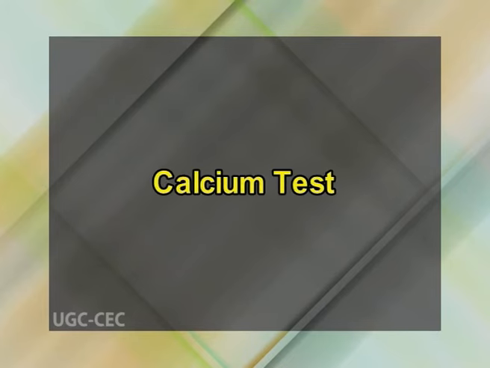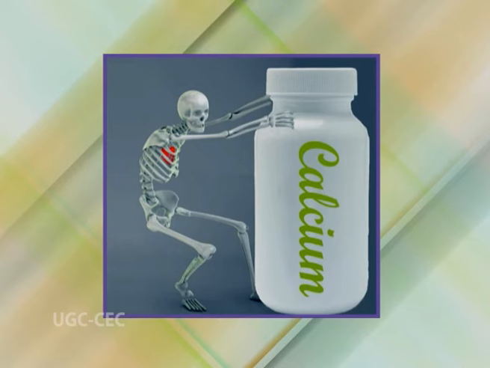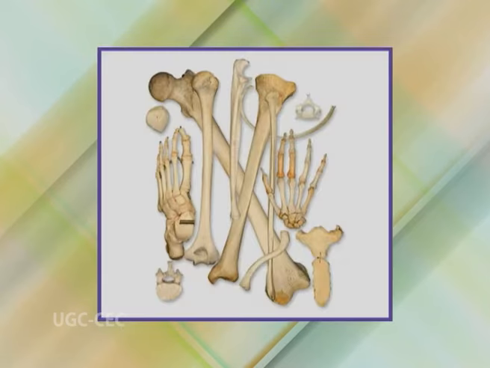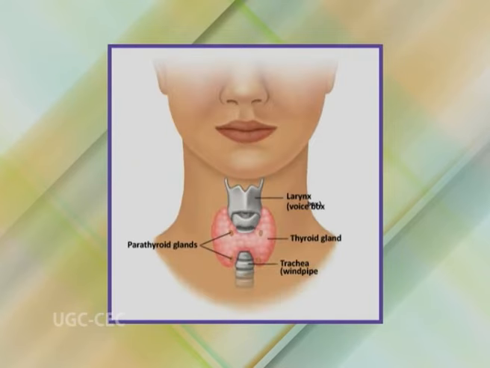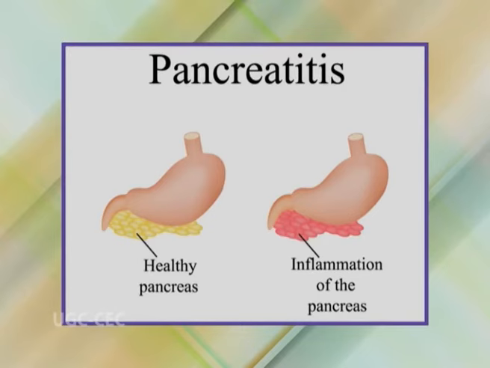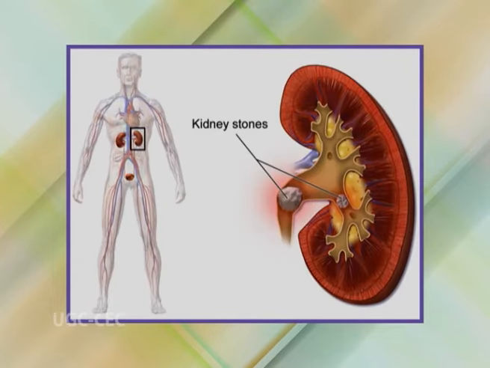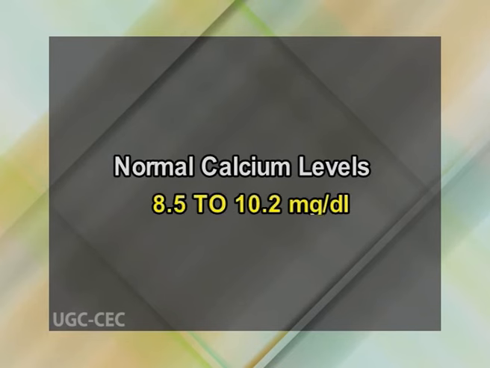Now another test, that is the calcium test. This test measures the amount of calcium in our blood, not the calcium in our bones. The calcium test screens for problems with the parathyroid glands, certain types of cancers and bone problems, inflammation of the pancreas and kidney stones. Normal results range from 8.5 to 10.2 mg per deciliter.